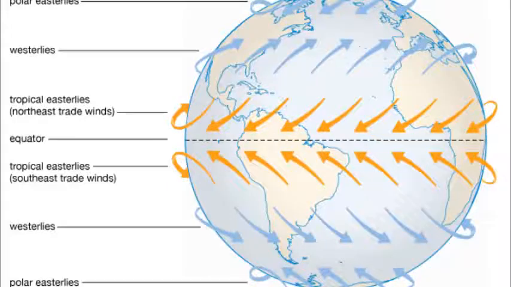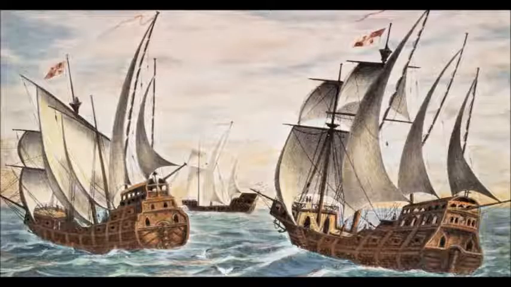These winds play a major role in climatic change, desert formation, and guiding navigation routes. There are three types of planetary winds. They are trade winds, anti-trade winds, and polar winds.